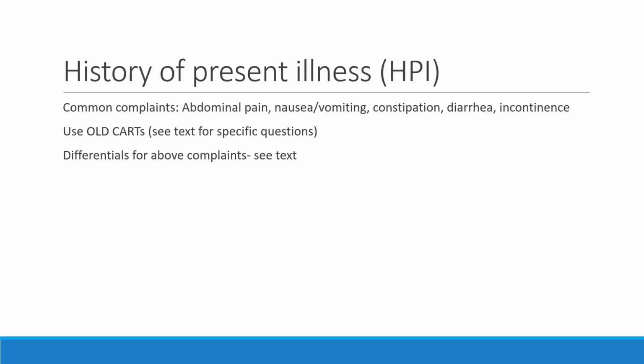History of present illness, or your HPI. Common complaints that we will see when patients come in are abdominal pain, nausea, vomiting, constipation, diarrhea, and incontinence. It is very important that you use our old CARTS system, and our text does a wonderful job breaking down these different complaints and important questions to ask. Also, there are differentials listed in your text as well as in some of the beginning slides in this PowerPoint.